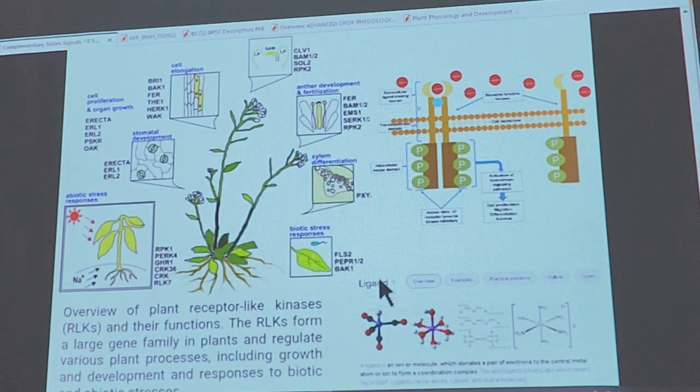Why is this thing here? Okay, why? I want to show the receptor. I put it there, then I forgot why I put it there. So this is to show you.